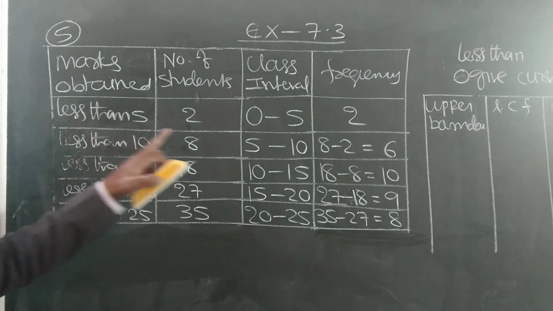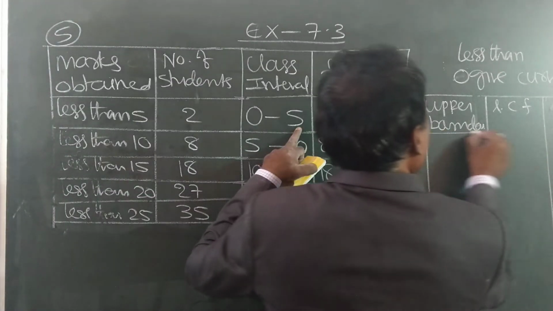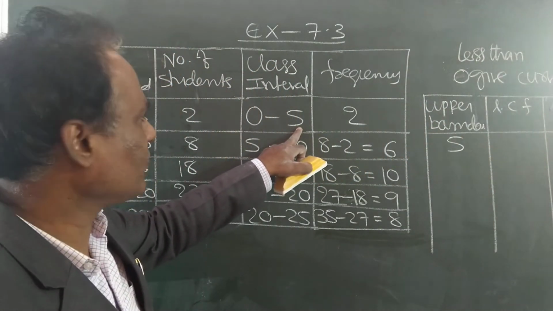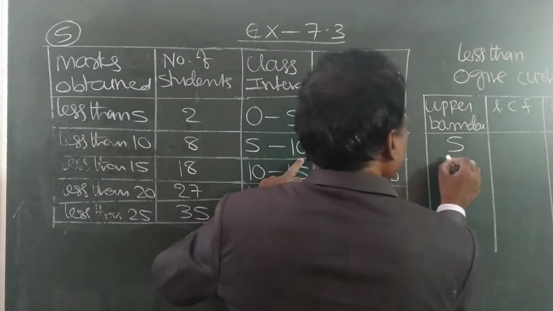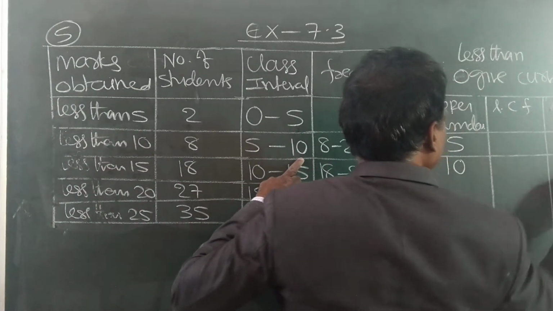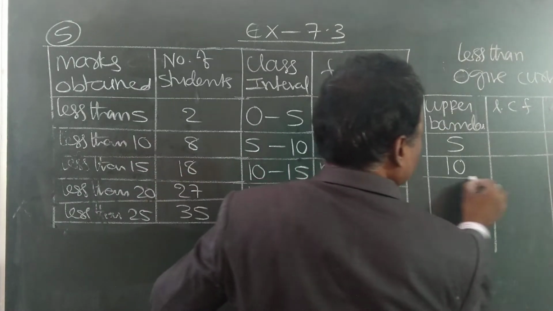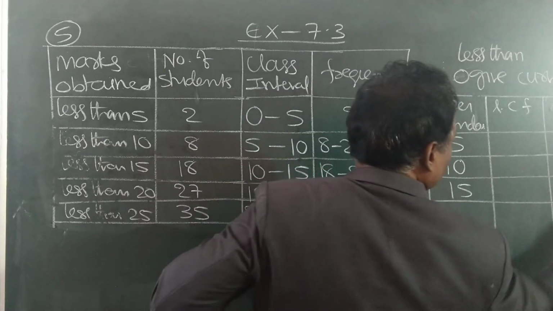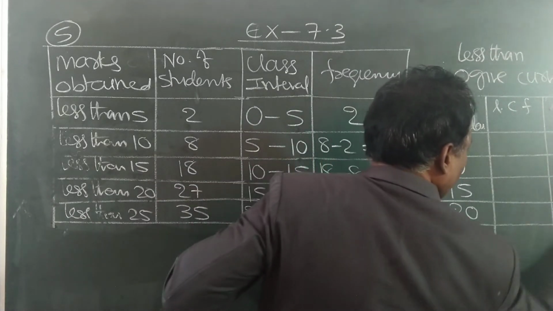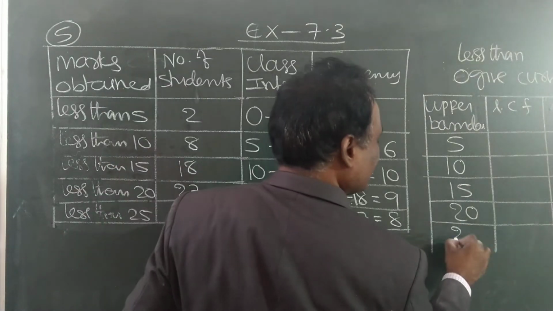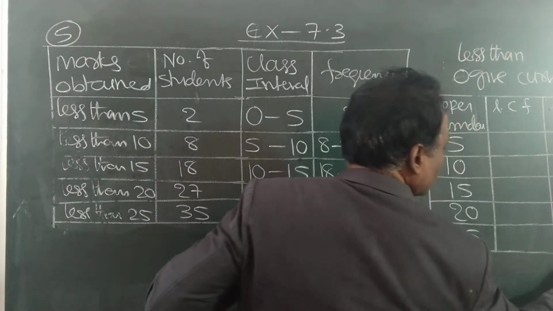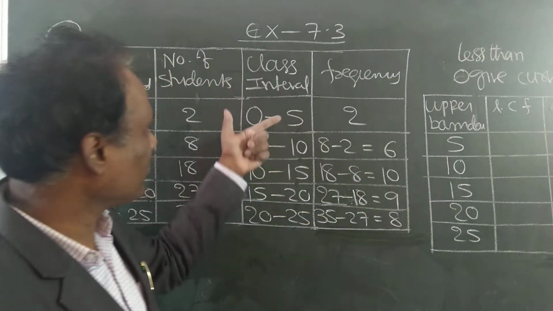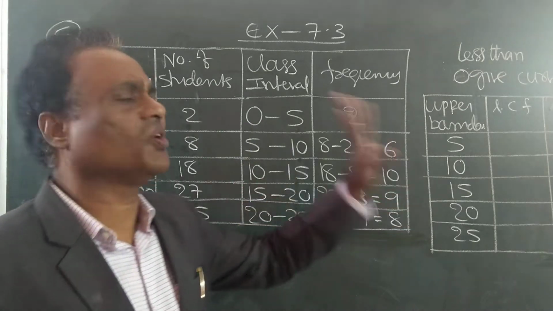What is the upper boundary? 0 to 5, upper boundary is 5. Upper boundary and upper limit are both 5 only. The next upper boundary is 10, then 15, 20, and 25. First we have to take the upper boundaries: 5, 10, 15, 20, 25.